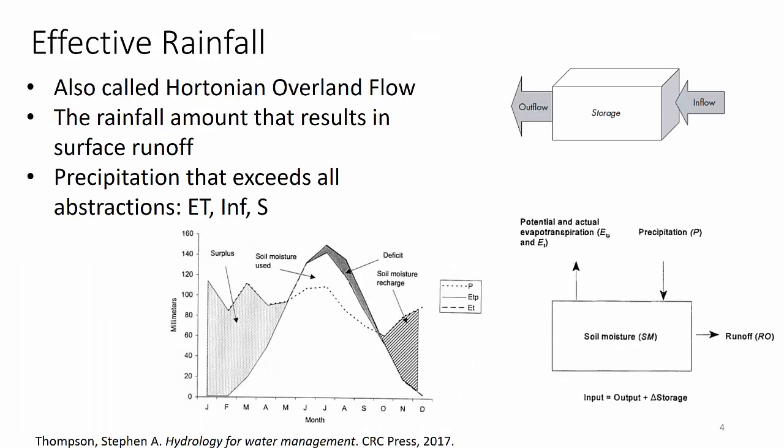Remember, effective rainfall is the amount of rainfall that runs off. It's also called Hortonian flow after Dr. Horton. The rainfall amount that results in surface runoff is effective rainfall. Precipitation that exceeds all abstractions is effective rainfall. Remember, our abstractions are ET, infiltration, change in storage.